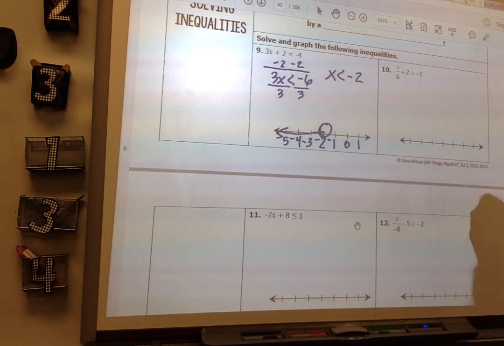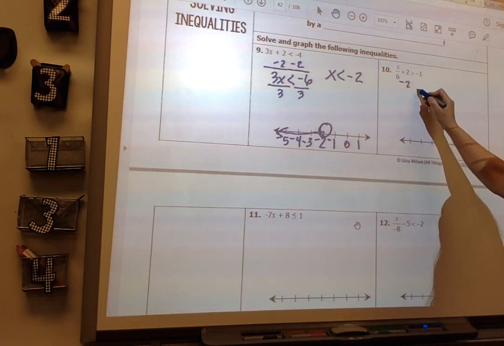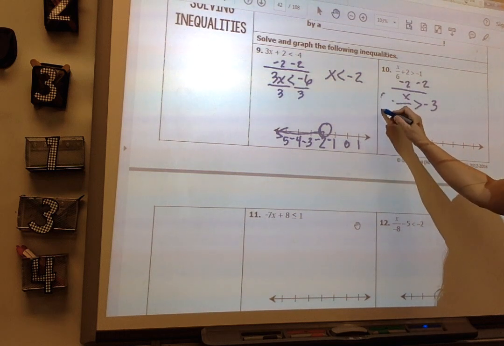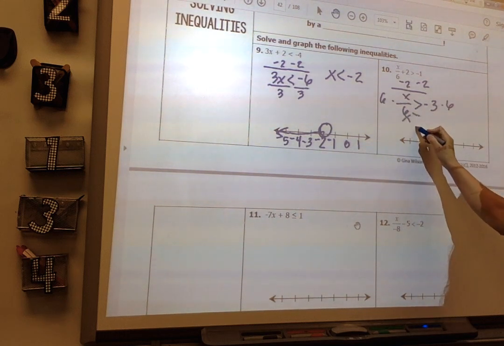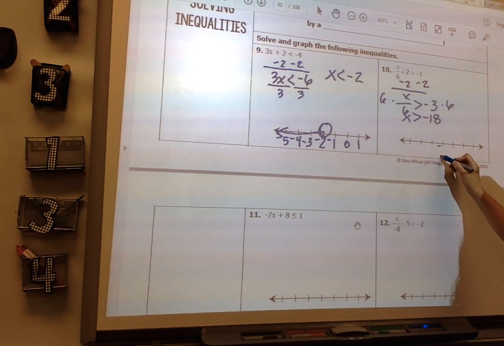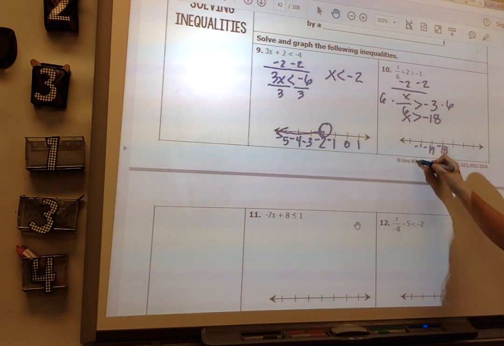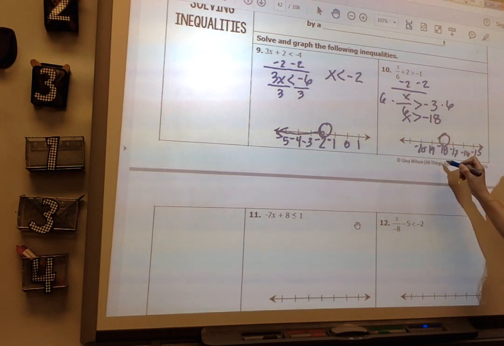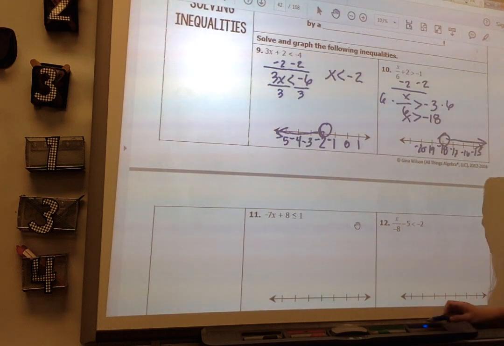All right, number 10. I'm going to subtract 2 on both sides. X over 6 is greater than negative 3. Multiply both sides by 6. X is greater than negative 18. And again, I'm going to fill out my number line. Negative 17, negative 16, negative 15. Open circle on negative 18 and shade to the right.